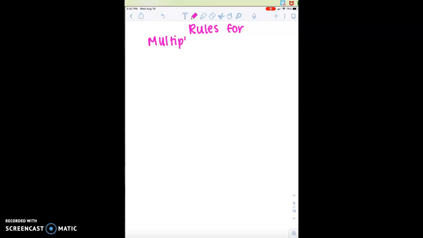So the rules for multiplication and division are actually the same. That's what makes them so easy. With addition and subtraction, you've got to remember a different set of rules for each. But with multiplication and division, you do the same thing. You're applying the same principles, okay?